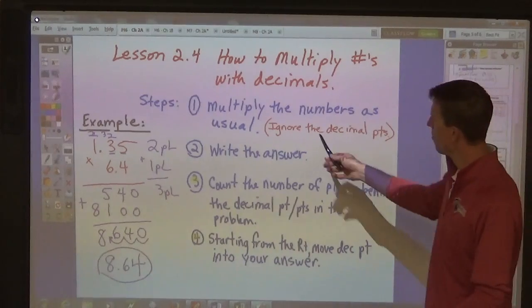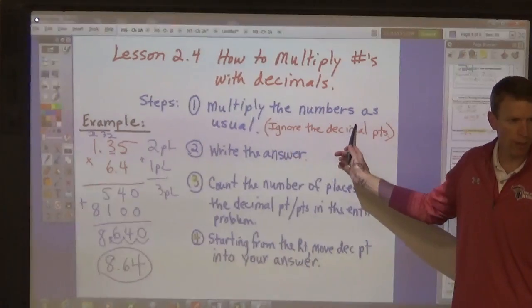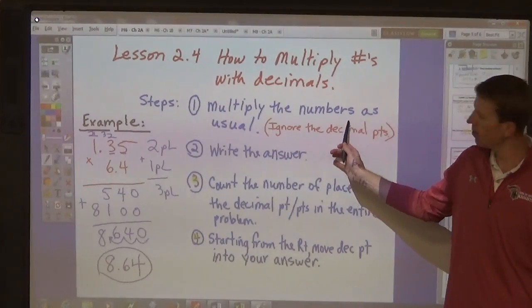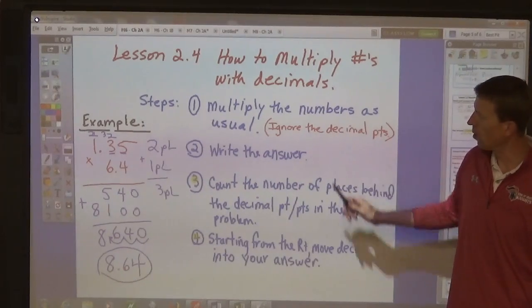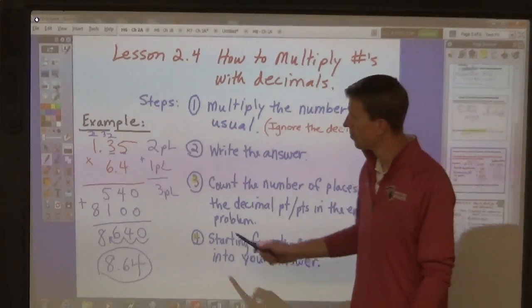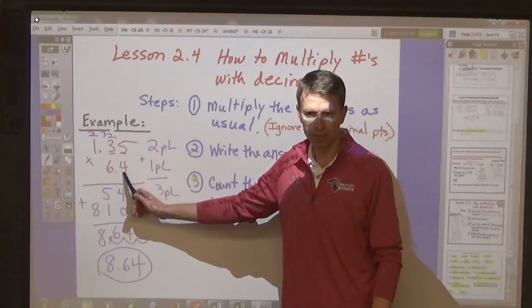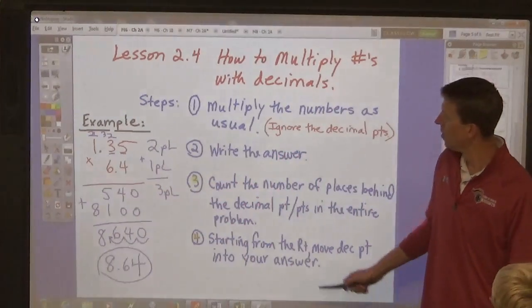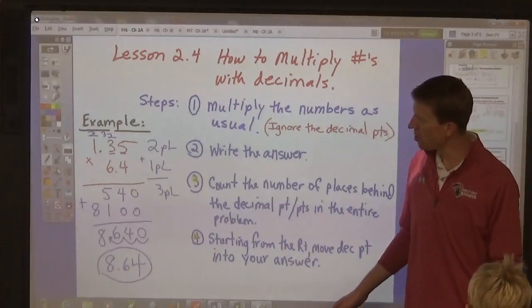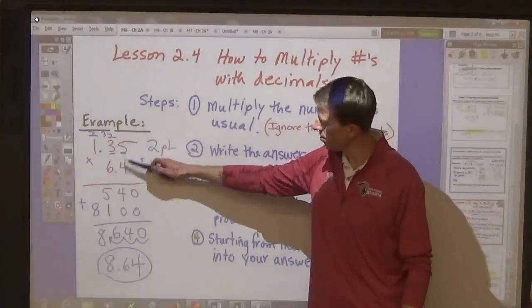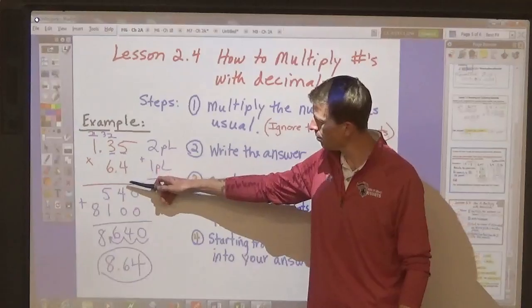When you're multiplying the numbers the first time, you ignore the decimal points. Okay? So, look at this example. 1.35 times 6.4. The first thing you'll do is multiply the numbers like you already know how to do, ignoring the decimal points.